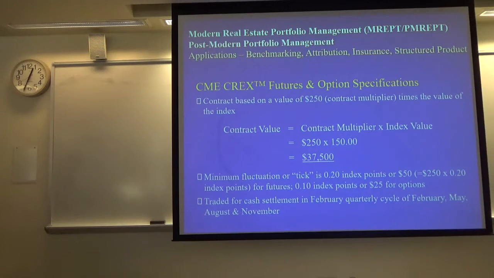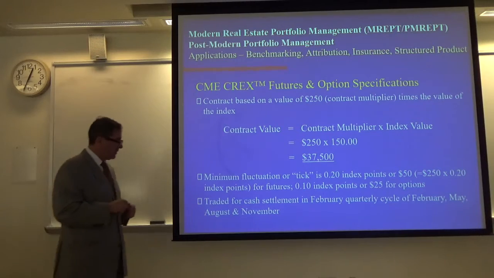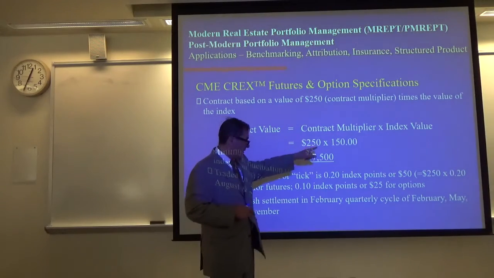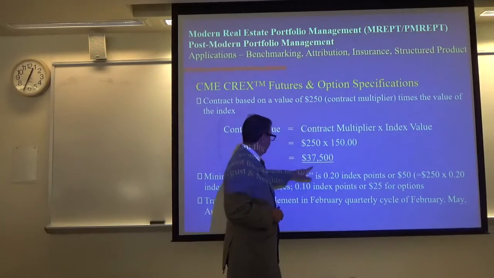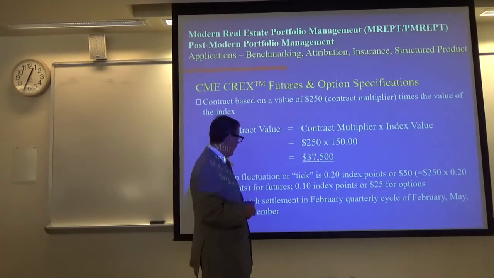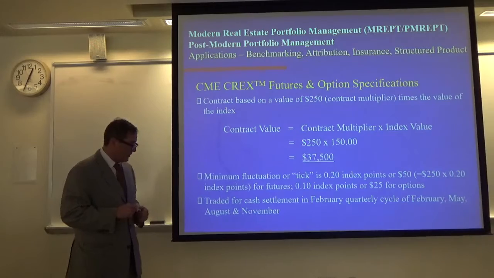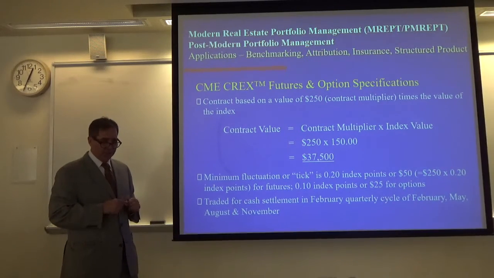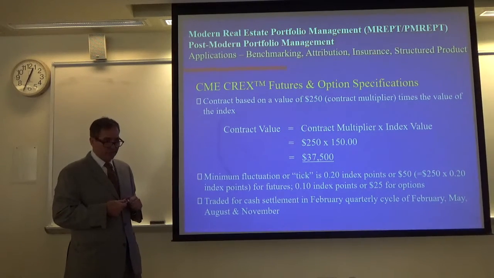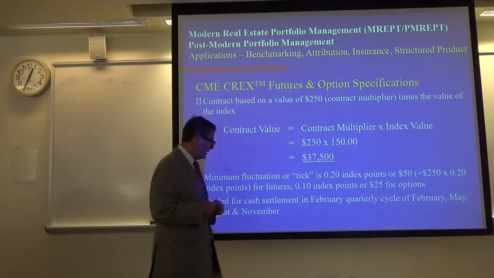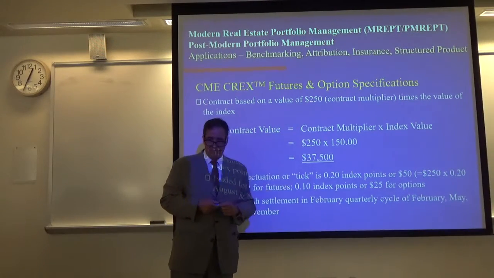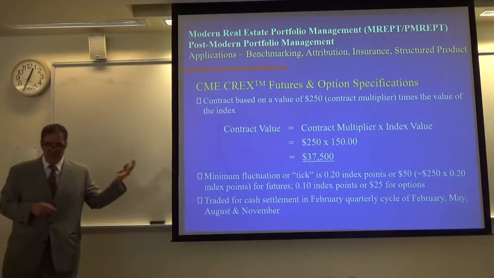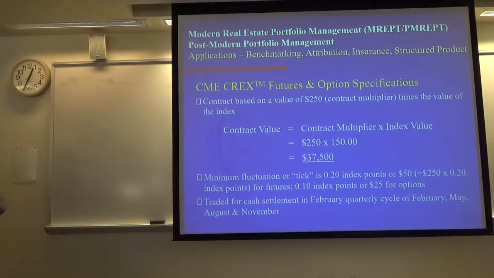And then here's your standard contract on the Chicago Mercantile Exchange. You have the contract multiplier, which is 250 times the index value, and that is going to give you the amount of money that you would put up to buy that long exposure. If you're doing a short on the index, if you're writing a futures contract, you would receive the 37,500. So this is all standard contracts.